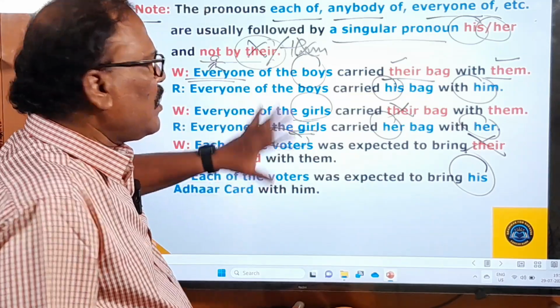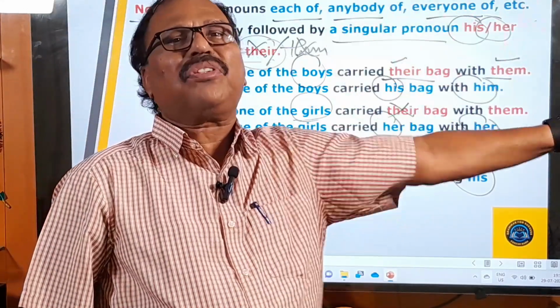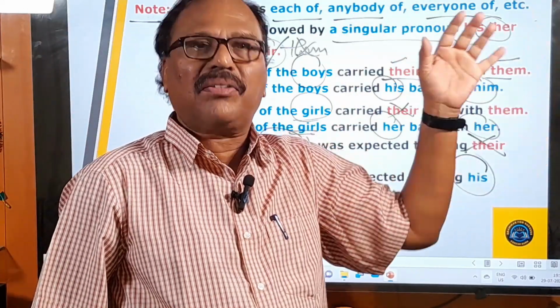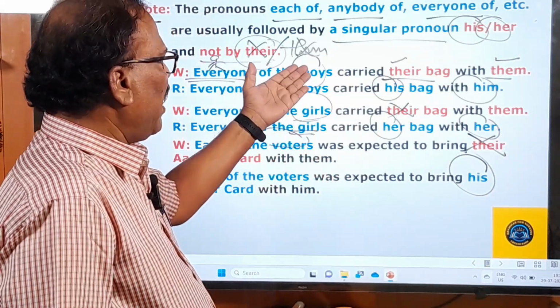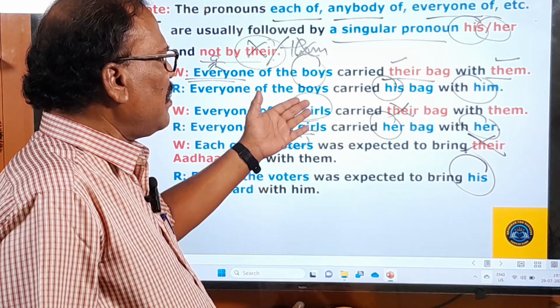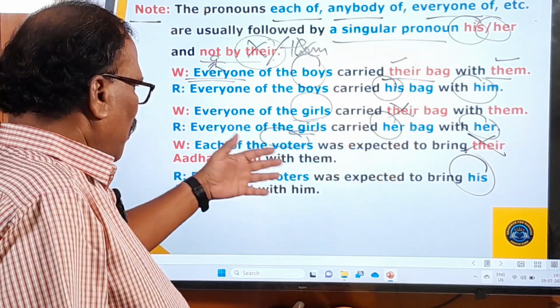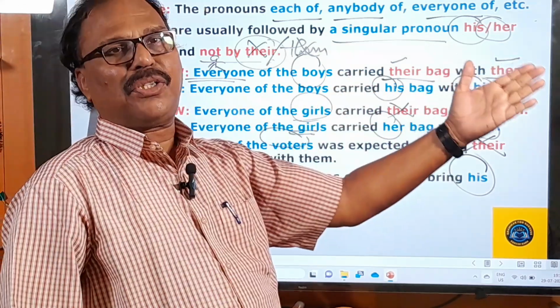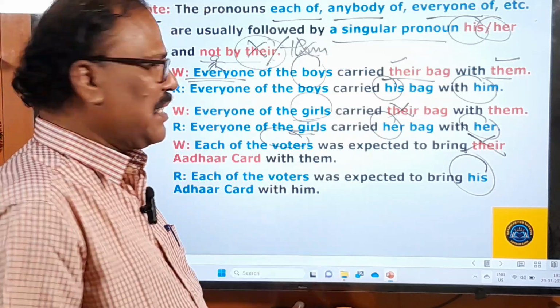See, after these words, their should not be used, them should not be used. His or her, according to the context. If male persons are mentioned, you use his. If female persons are mentioned, her is used. If no sex is mentioned, then again use only his. You use only his and nothing else.